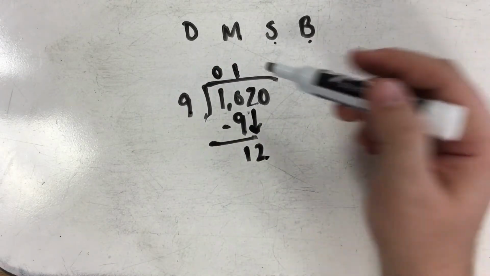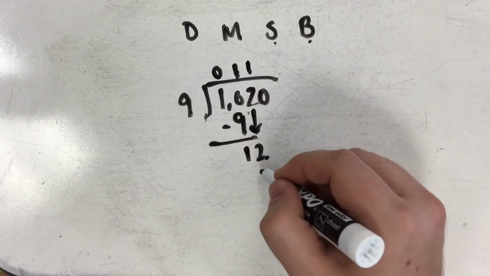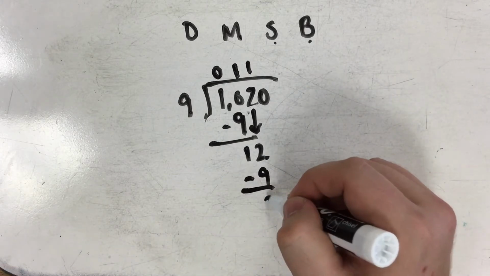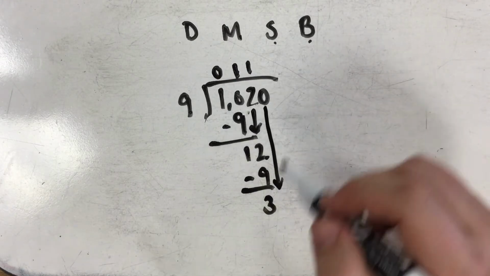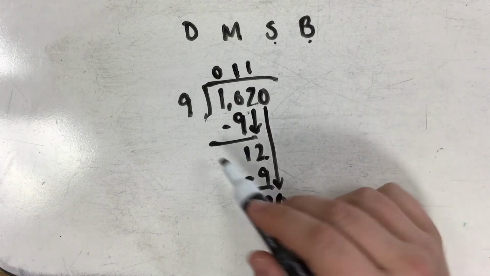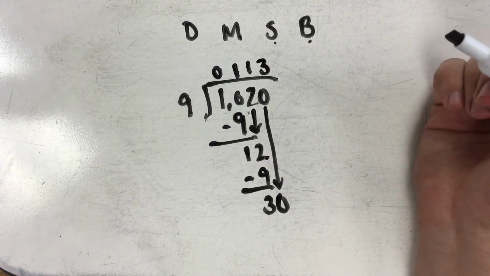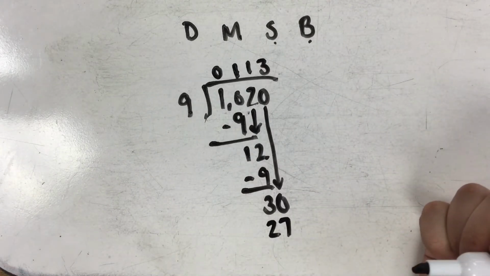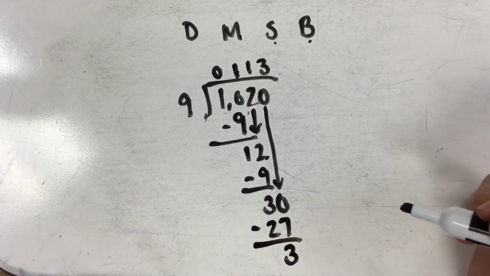9 divides 12 one time. 1 times 9 is 9. 12 minus 9 is 3. And I need to bring down my final digit. And now I'm looking at 30. 9 divides 30 3 times. 3 times 9 is 27. When I subtract, I have 3 left over.